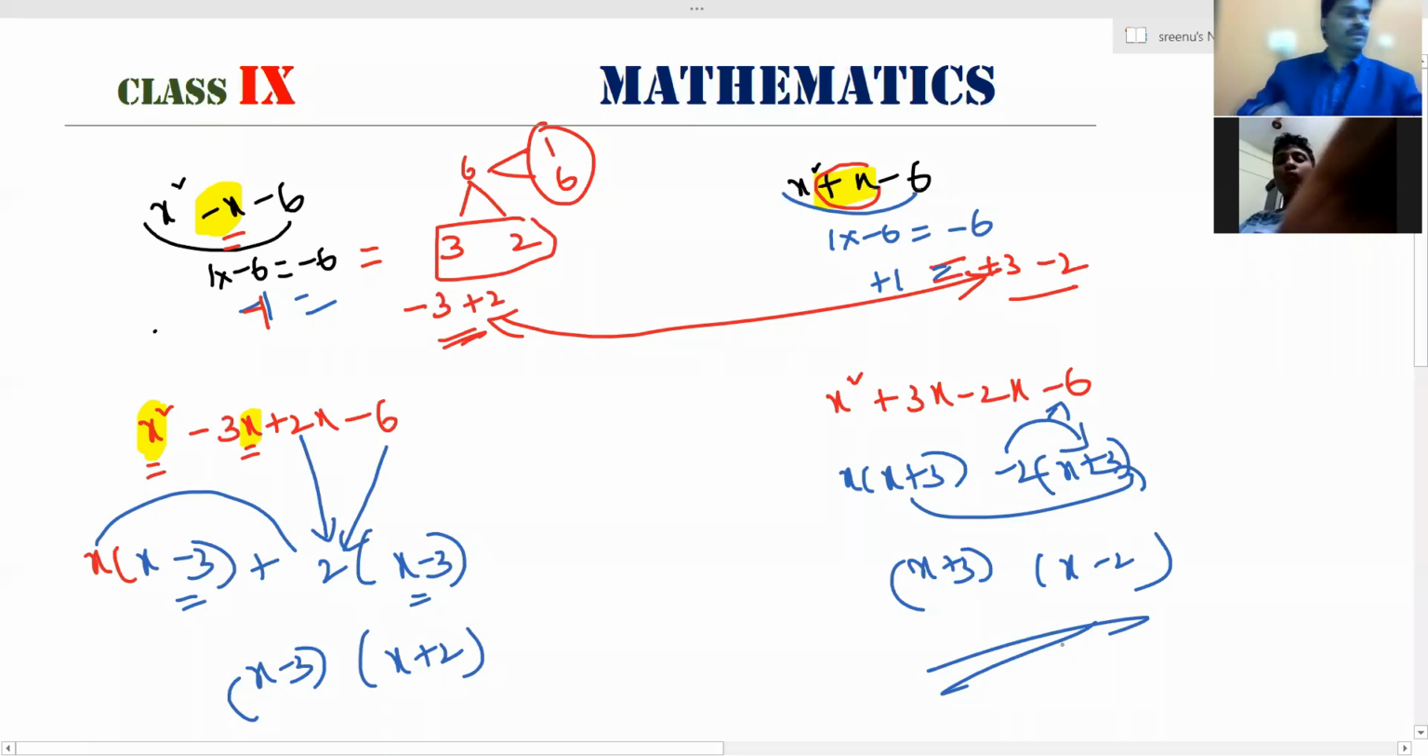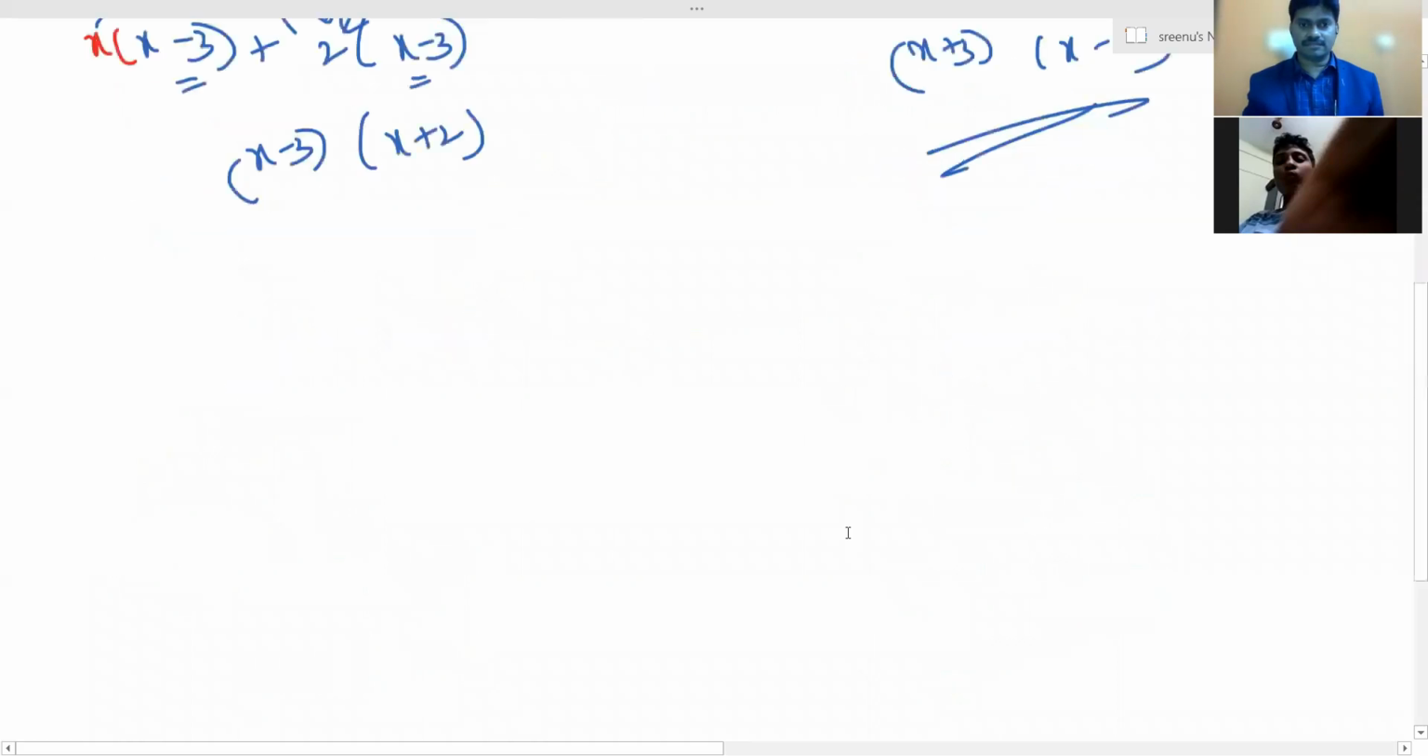And I want to give you some problems like this. You will get a clear idea. Okay, now just wait a minute. This factorization, some questions I want to give you. Krishna, please take the questions. I'm writing. Yes, if you get this factorization, then you are perfect in this chapter. That's all.